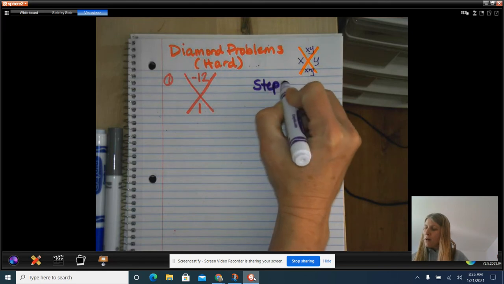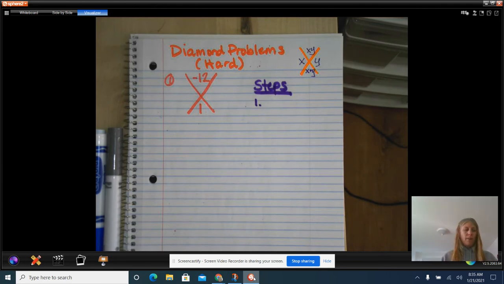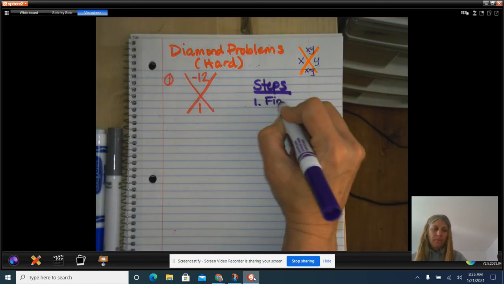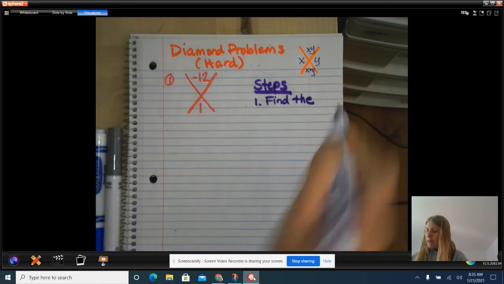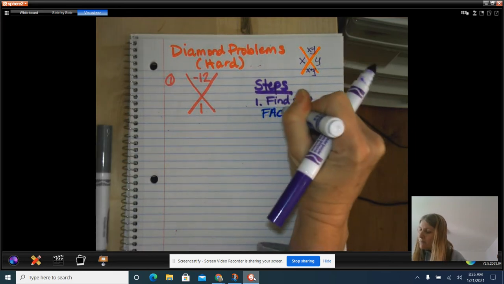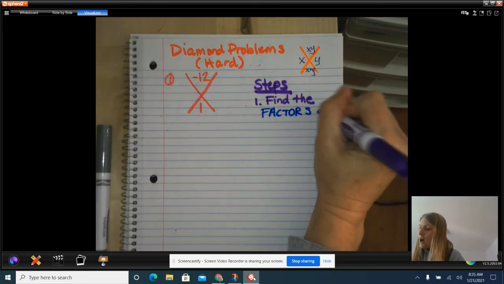Now, some people are just really great at this and they're just naturals and they look at it and they go, oh, I know the answer. And that's great if that works for you. However, there are going to be some that become more and more difficult. And that's why we're setting a procedure up in order to be able to solve those problems in case it doesn't magically pop into your head. So our first step is to find the factors of the top number.